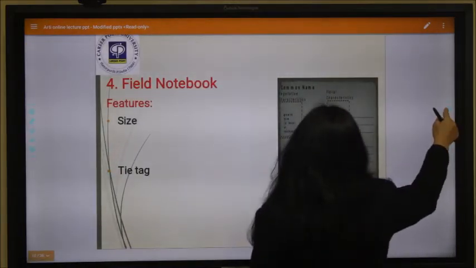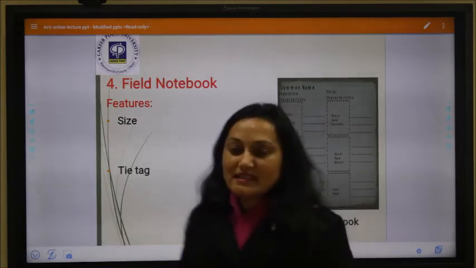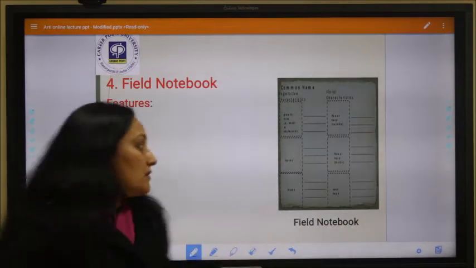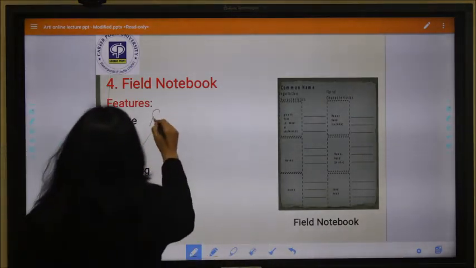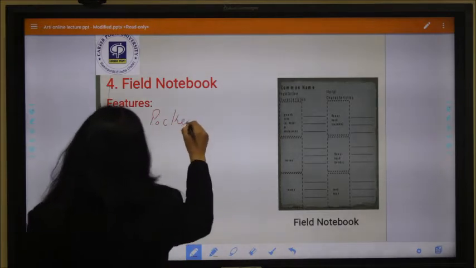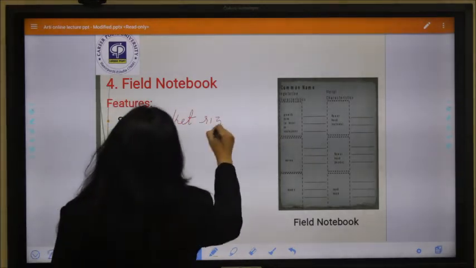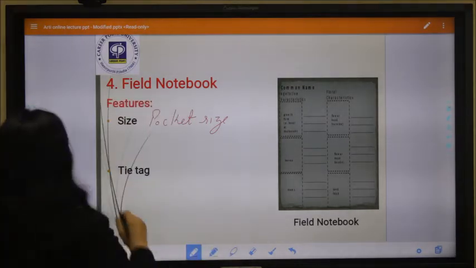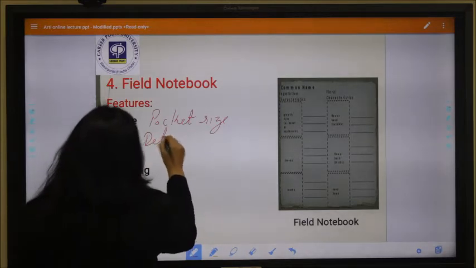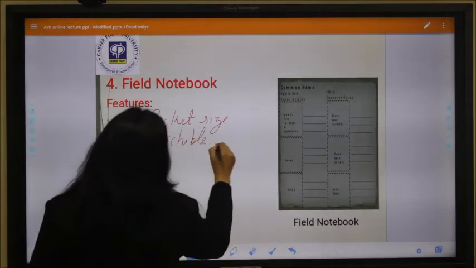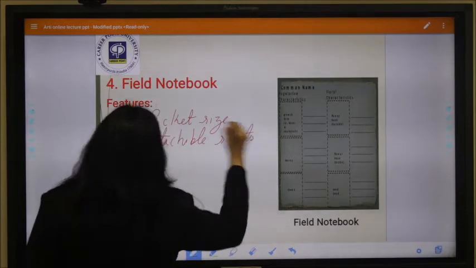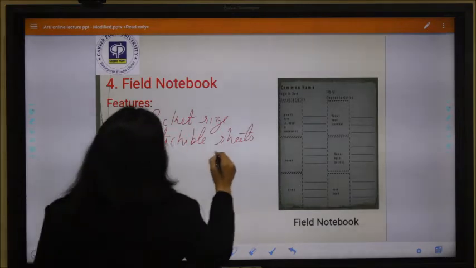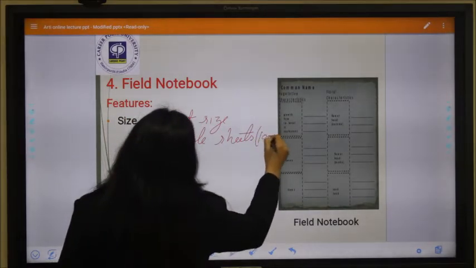And the next requirement is field notebook. Field notebook is of pocket size, with detachable sheets or leaves, generally 100 sheets in number.